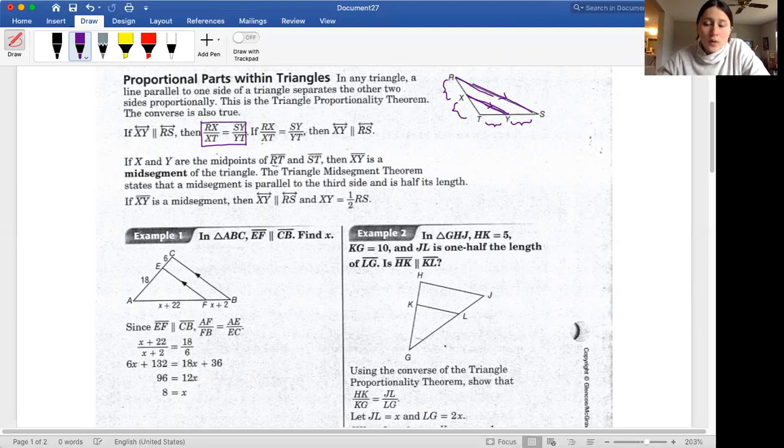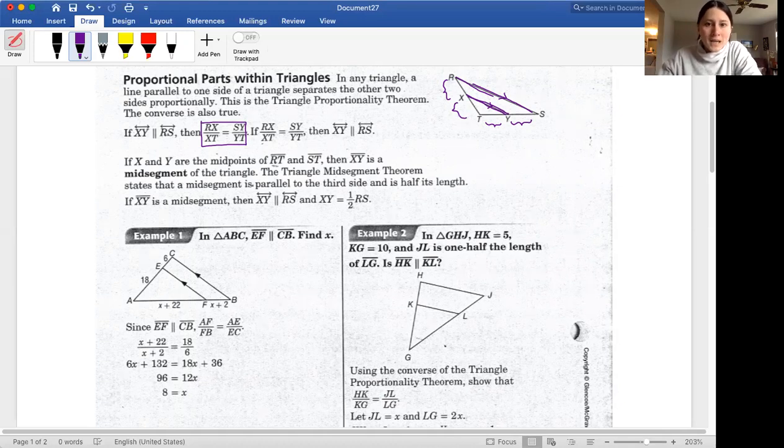Okay, and so what we see is that if they're proportional, then these two lines are going to be parallel. So you can actually reverse the logic and say, well, if I don't know whether they're parallel or not, knowing that these parts are proportional, then my lines have to be parallel. If they're not proportional, they're not going to be parallel.